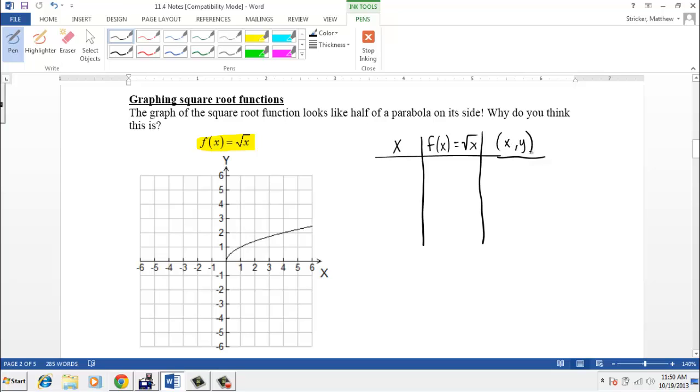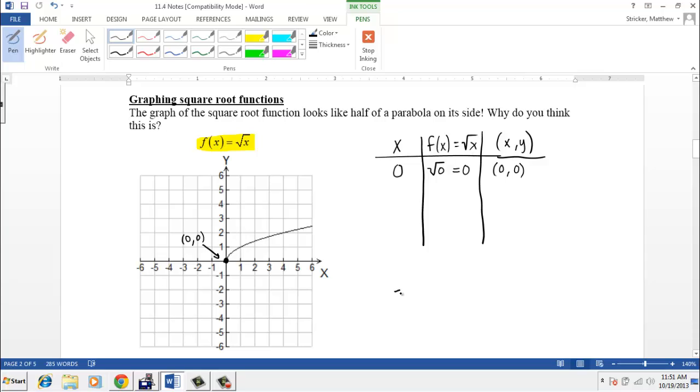So if we, for example, were to choose 0, this would give us the square root of 0, which is 0. So that's the point 0, 0, which we see on the graph right there. It's the point 0, 0. And now we could plug any x in here as long as it's positive or 0.